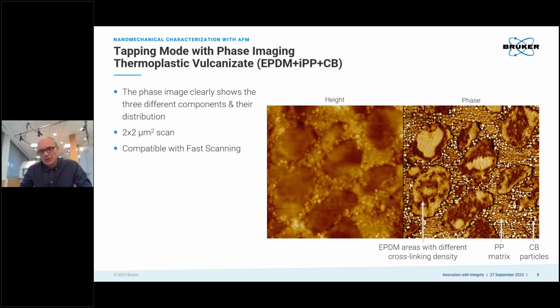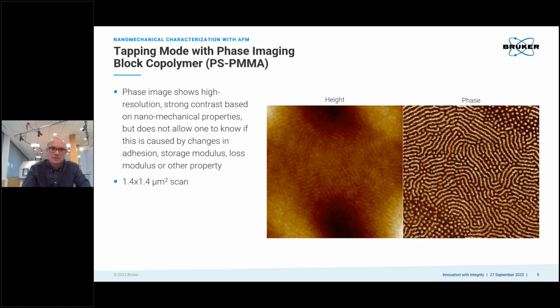What we don't really know is if those variations are related to differences in stiffness, modulus, adhesion, or who knows, maybe even the electrical charge. It could be any of the above or a mix. And that is often the challenge with phase imaging. This is another illustration of that. This is a block copolymer where the phase image shows an extremely sharp contrast, but it's a little hard to tell where that contrast originates from. Although under certain conditions, we can relate that back to one of the properties, for example, the loss tangent.